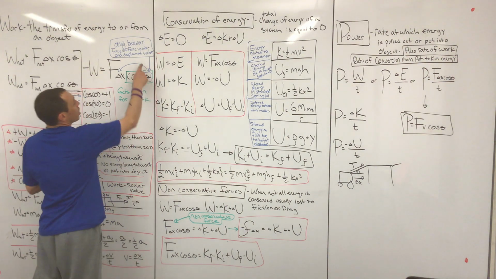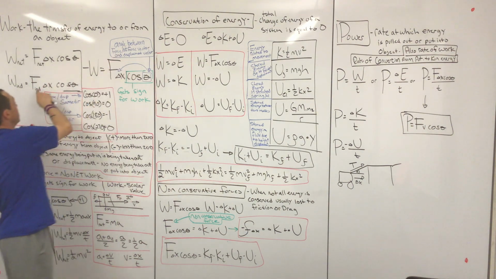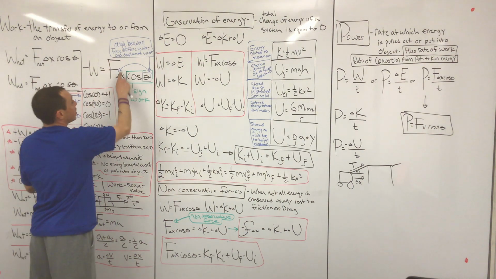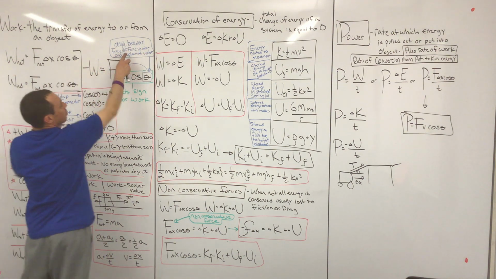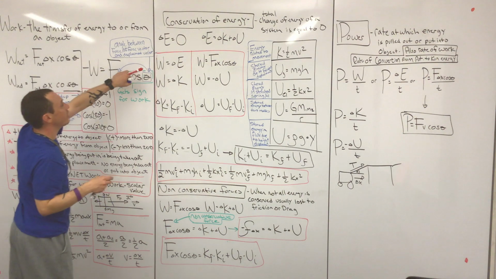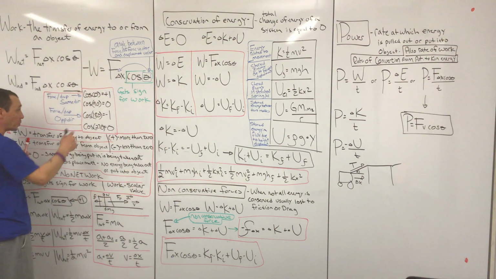So that theta will always be the angle between force and displacement, all right? Either just the individual force and displacement, or that angle can be between net force and displacement. That's what that's saying, right? It's the angle between the force or net force vector and displacement vector. It's the angle between them, right?